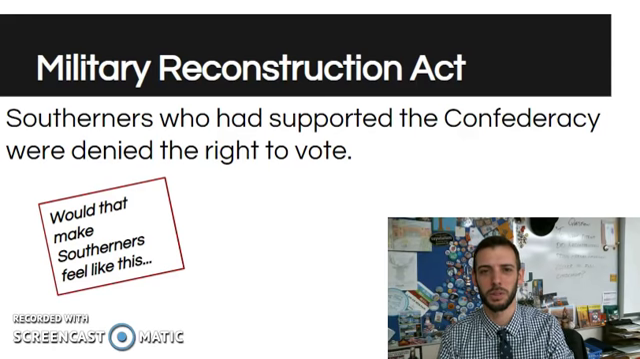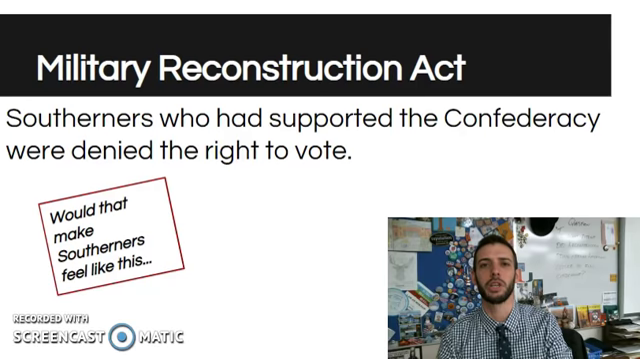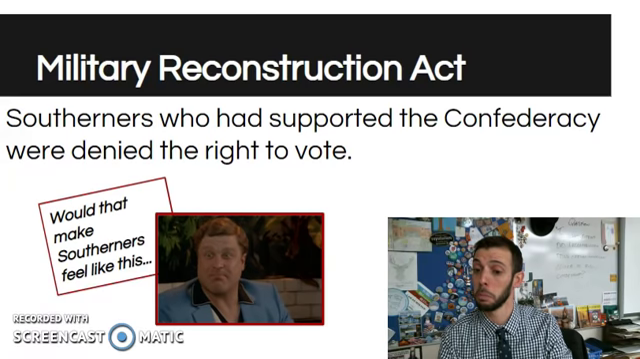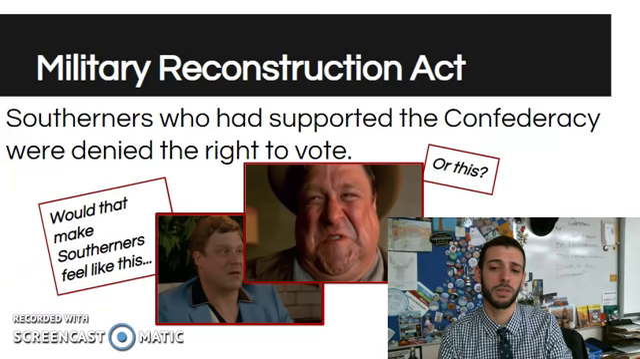And a third part of the Military Reconstruction Act is that Southerners who had supported the Confederacy were denied their right to vote. They lost their right to vote as a result of serving in the Confederacy. And we know that Lincoln wouldn't have wanted that, because Lincoln said, with malice or hatred toward none. He wanted to help those who had borne the battle. And it looks like they decide to use a heavy hand and really harm those former Confederates. So would that make the Southerners feel like this? Maybe. Or this?